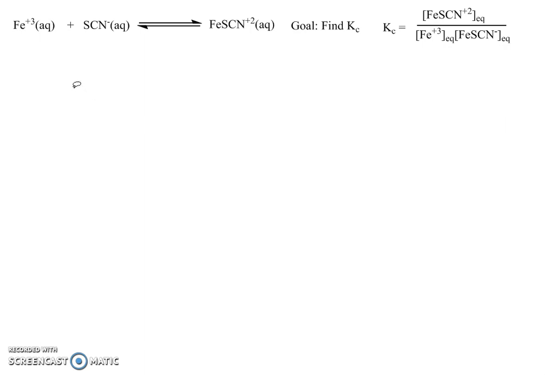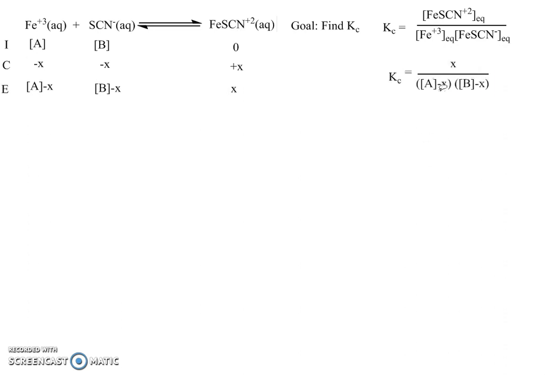So if we think about this from an ice table perspective, if our starting concentrations for the iron are A and for the thiocyanate are B, and we start with none of this product, we can set up the ice table in this manner and find that the equilibrium amounts correspond to these values here. So in order to figure out the equilibrium constant, the only thing we really need to calculate is X, the value of our product at equilibrium. And this is just a representation of our equilibrium constant with our equilibrium values filled into it.